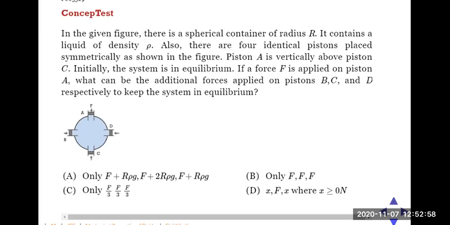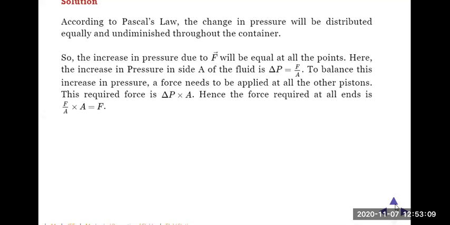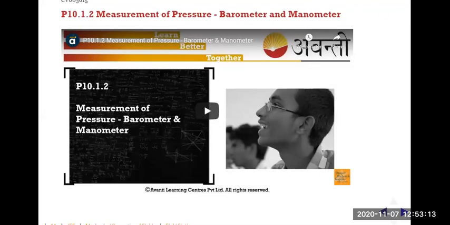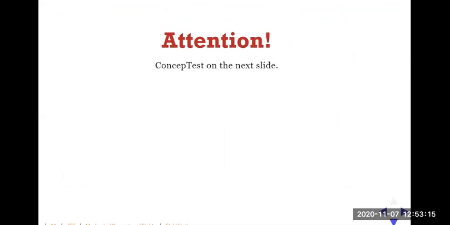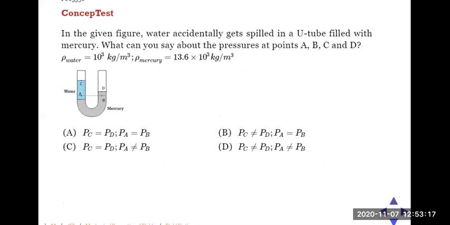Okay, very good, right? Very good, everyone. The answer is B, right? Very good, Riya, very good, Samya, very good, Abhiram. So all of you understood the concept. It will be B, right? Okay, so we studied this also. Let's see this concept test.